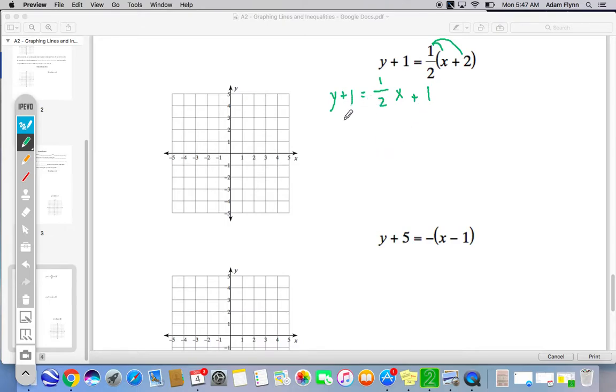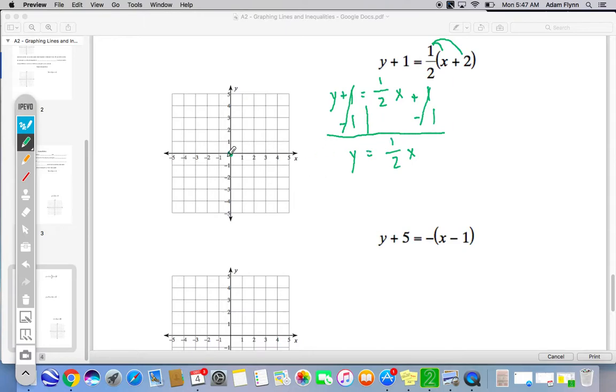Okay? And my goal when I have an equation in point-slope form is to get it in slope-intercept form. So I need to get y by itself, so I'll subtract 1 from both sides. The 1's cancel, so I'm left with y equals 1/2x. So this is perfectly okay. I don't have a b here, which means my b is 0. So my first point, easy enough, is right at the origin, at 0, 0.